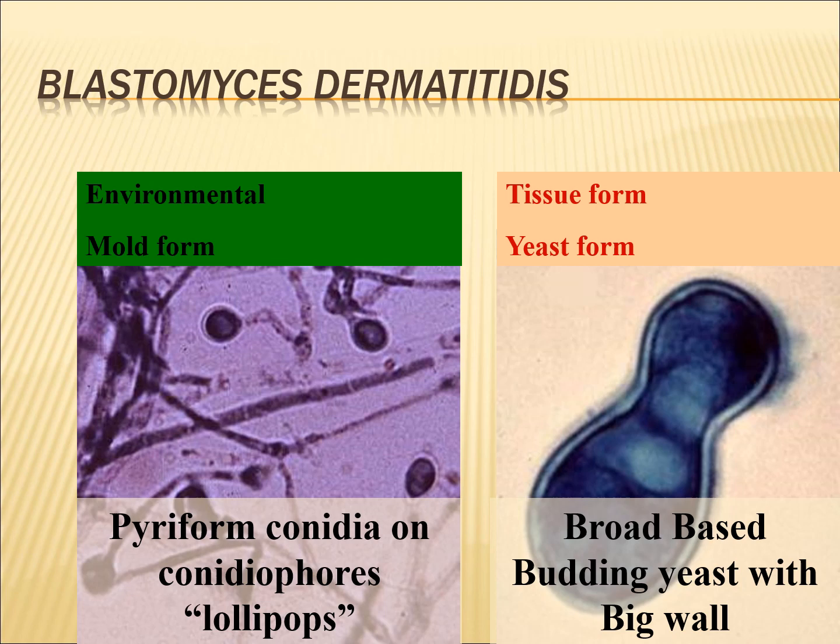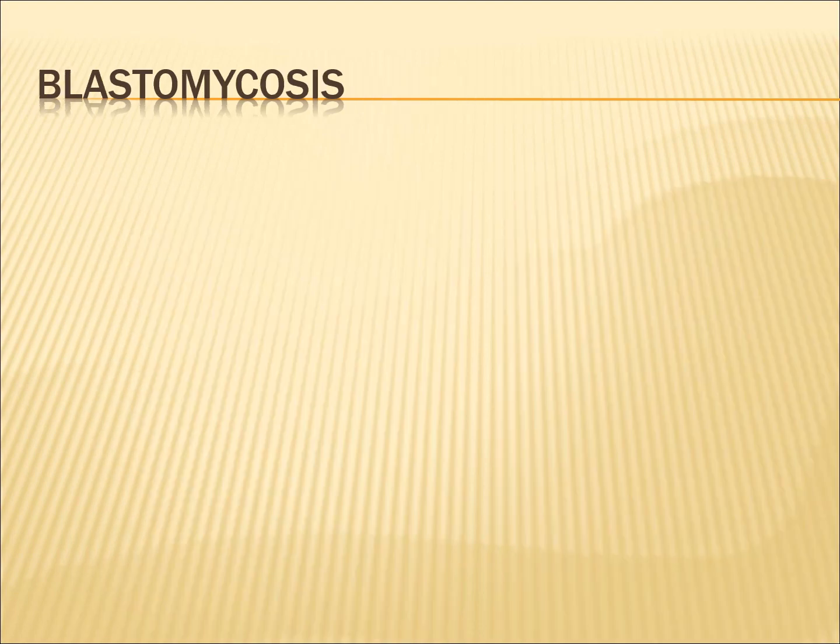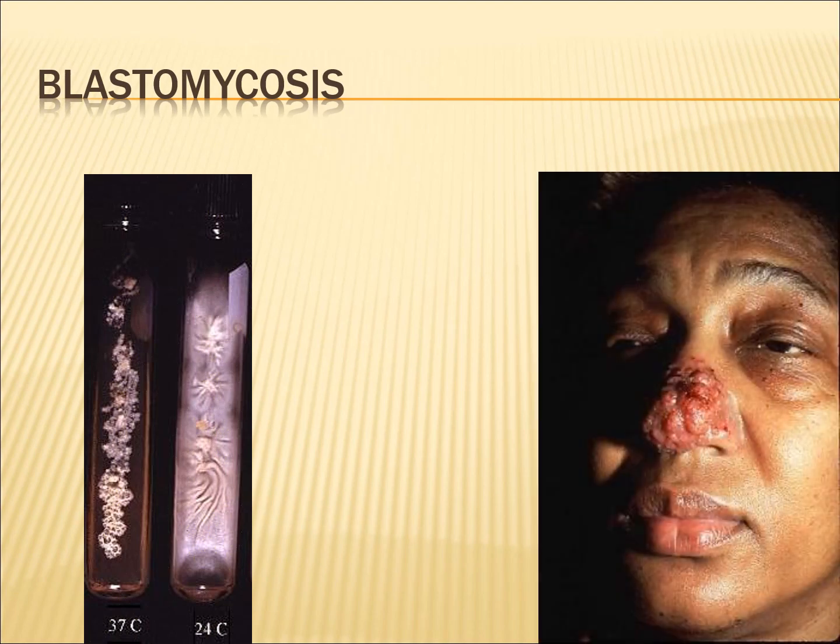Identify and give a reason for your identification. Blastomyces dermatitidis, broad-based budding yeast, caused by Blastomyces dermatitidis. It is a dimorphic fungus. It can grow at 37 degrees centigrade and at 24, and it can also cause skin manifestation, appearing as a tumor-like lesion.